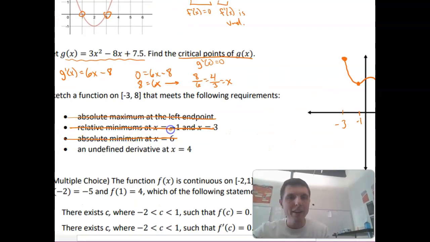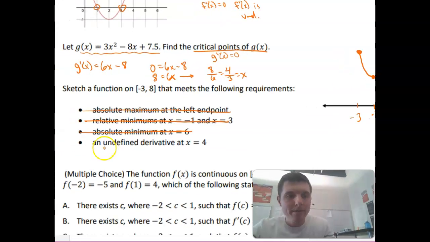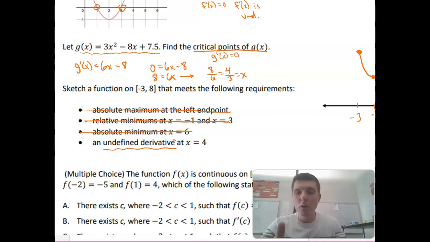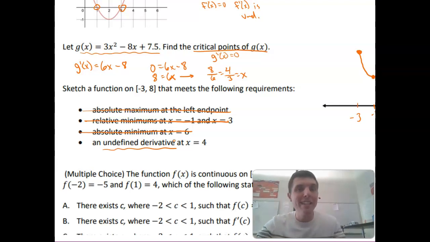And an undefined derivative at 4. Well, crap, now I got to redraw my function here. So I would say, no, here's the end point. But if I want the derivative to be undefined, 3 things have to occur. Number 1, it could be just a hole. I could say that the derivative doesn't exist because the function doesn't exist. Number 2, there could be a cusp. Or number 3, it could be a vertical tangent, right? So anything that makes it not differentiable means my derivative is undefined.